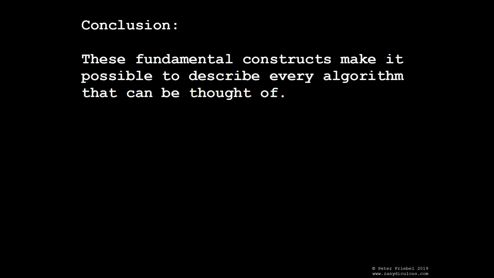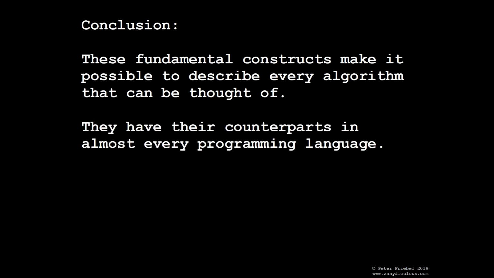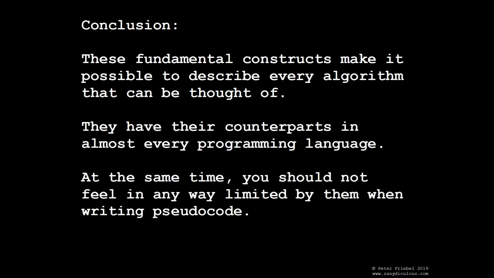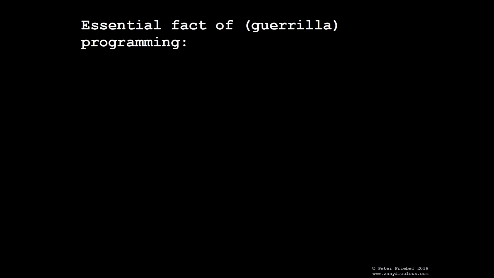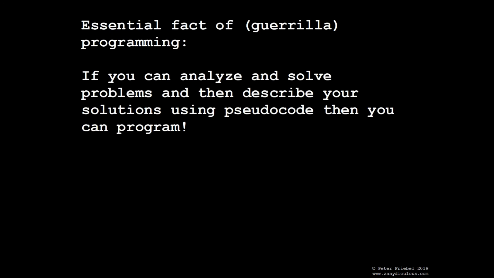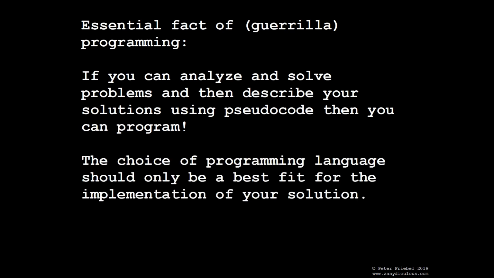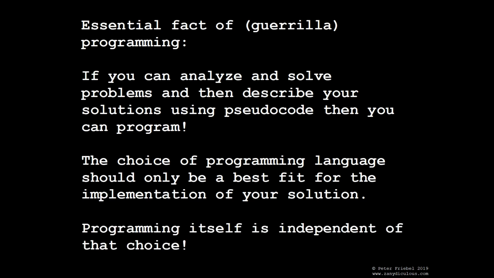Conclusion. These fundamental constructs make it possible to describe every algorithm that can be thought of. They have their counterparts in almost every programming language. At the same time, you should not feel in any way limited by them when writing pseudocode. Essential fact of Guerrilla programming: if you can analyze and solve problems and then describe your solutions using pseudocode, then you can program. The choice of programming language should only be a best fit for the implementation of your solution. Programming itself is independent of that choice.